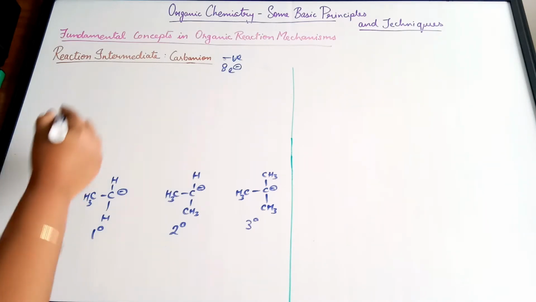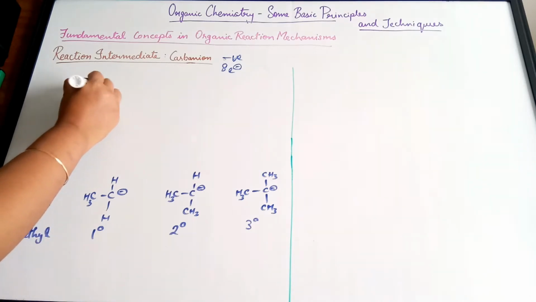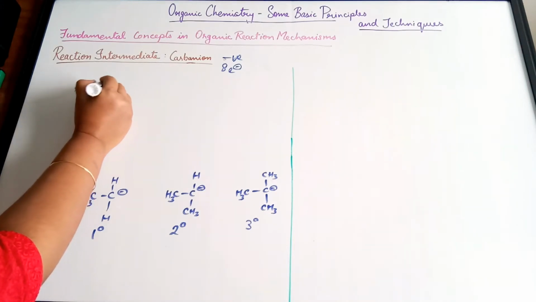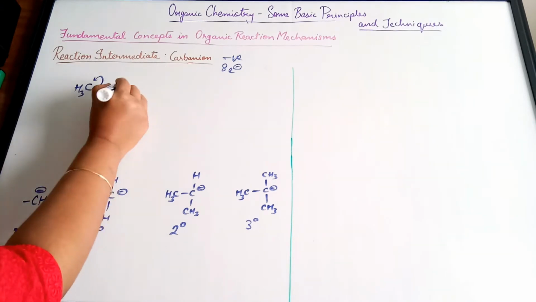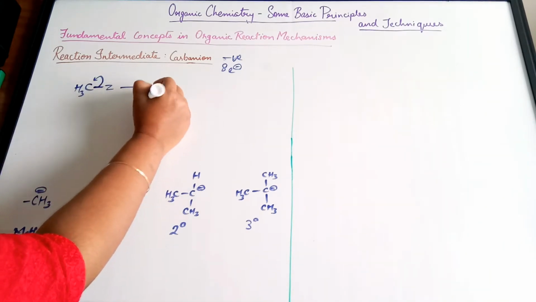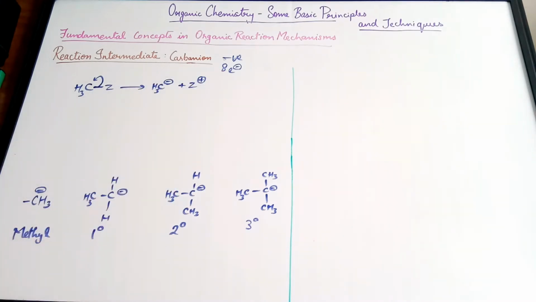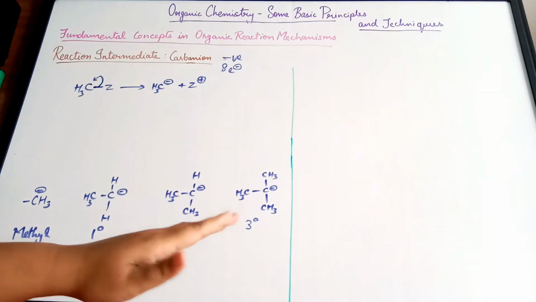So here, let's take for example CH3Z, and Z is less electronegative than carbon. So this pair of electrons will move towards the carbon atom and give it a negative charge, whereas Z will have a positive charge. So this is called the methyl carbanion. Now carbanions are highly reactive, and like carbocations, they are also classified into primary, secondary and tertiary.